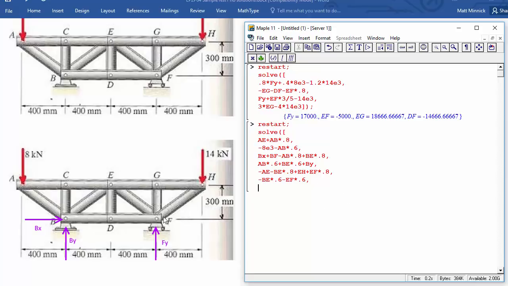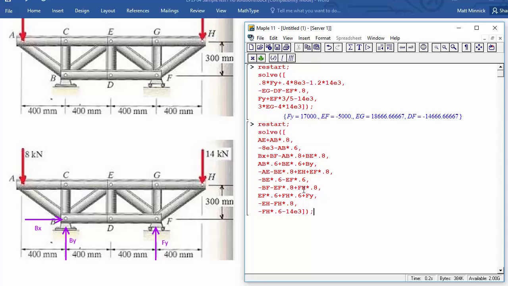Okay, so that's E. F is next. Minus BF, horizontal, minus EF times 0.8 plus FH times 0.8. And then the vertical component, we'd have EF times 0.6 plus FH times 0.6 plus Fy. And then finally, since we don't need G, we're at H. H horizontally would be negative EH, because again, everything's in tension, so that's pulling from there, minus FH times 0.8. And the vertical would be minus FH times 0.6 and minus 14E3.